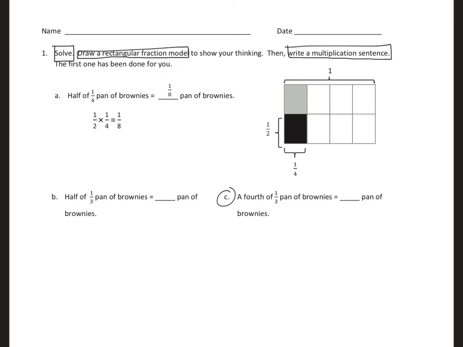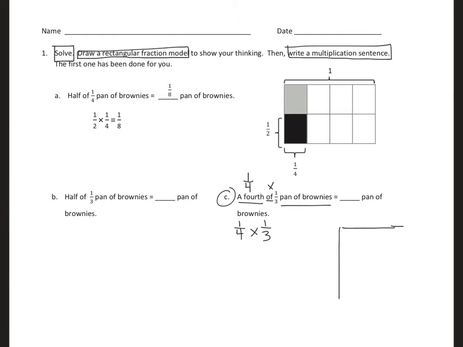So now 1c says a fourth. So actually let's write that a fourth as a fraction. That represents 1/4. And then you have the word of, which also means multiply. So we're figuring out what 1/4 of 1/3 pan of brownies. So let's really quick write the multiplication sentence out. Since we know that of stands for multiplying, we're going to take 1/4 and we're going to multiply it by 1/3.